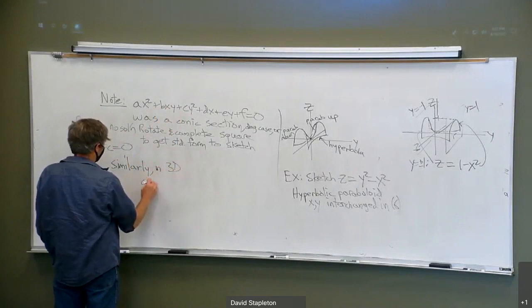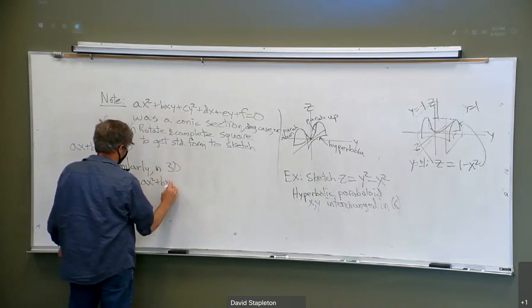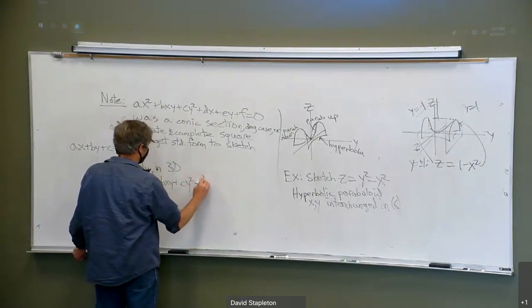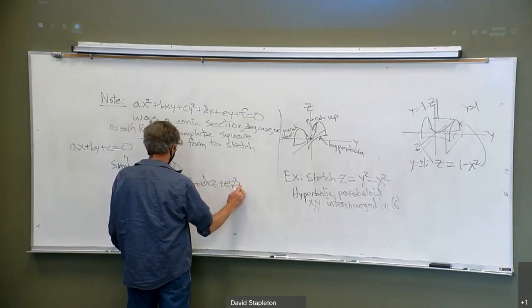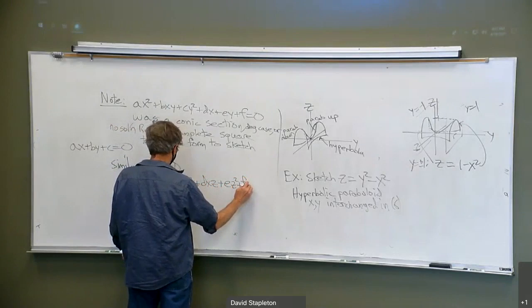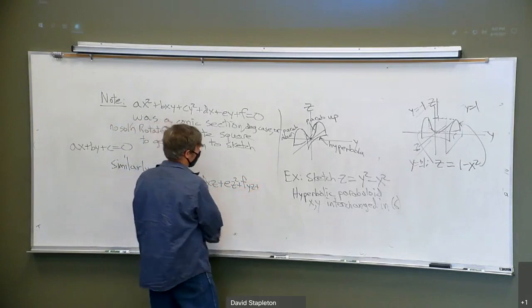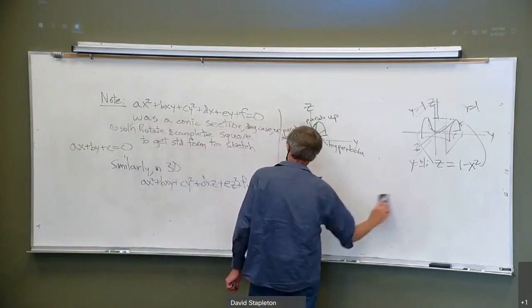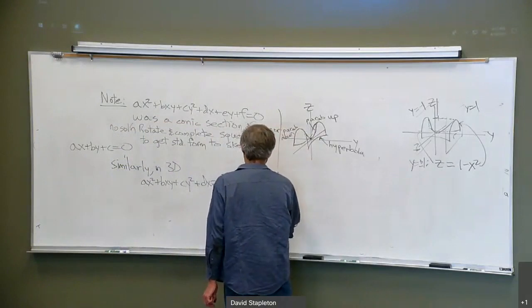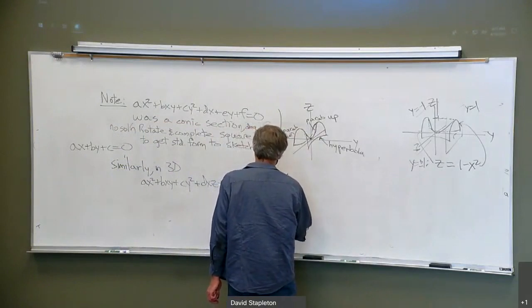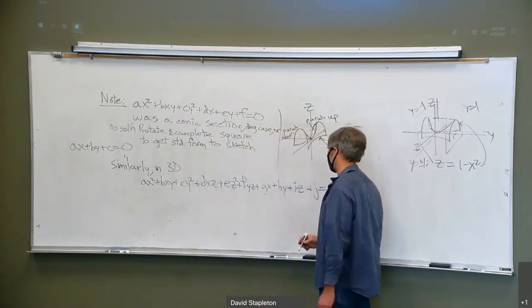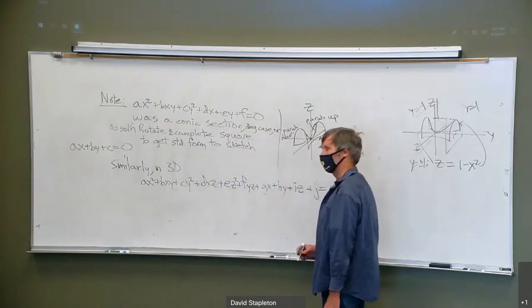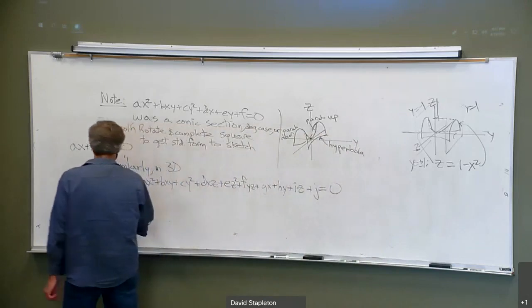In 3D, if I write ax squared plus bxy plus cy squared plus dxz plus ez squared plus fyz plus, and we might get a bunch more terms here, but we have all first and second power possibilities, gx plus hy plus iz plus j equals 0, where I just add a constant, this one is a quadric surface.